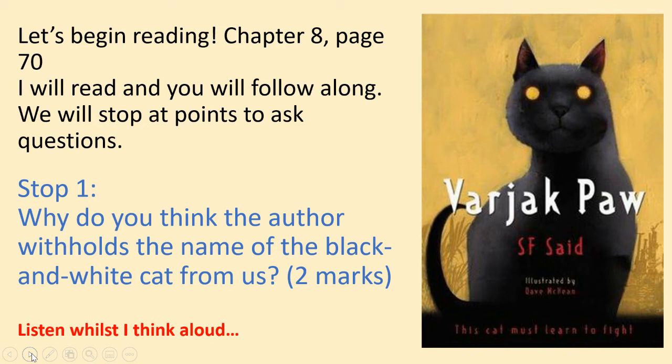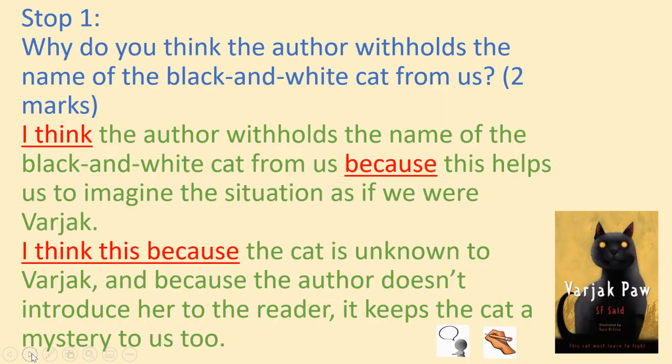And we're going to stop right there. Okay, and so I've asked a question. Why do you think the author withholds the name of the black and white cat from us? We've met a cat, but we don't know the cat's name yet. Why do you think the author hasn't told us the name of the black and white cat? This is a 2-mark question. I want you to listen whilst I think aloud.